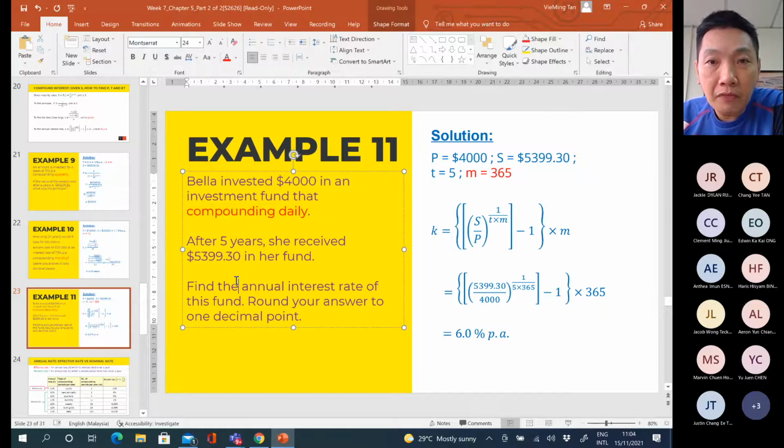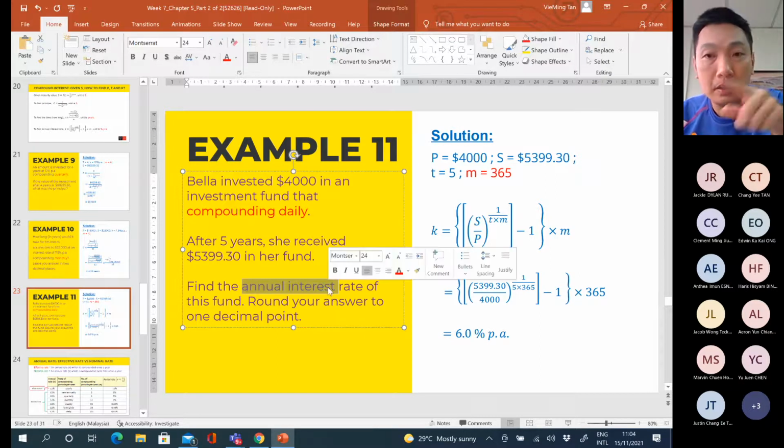Okay, next, after 5 years, she received 5,399.3 in her fund. So that means this is the S value after the maturity period of 5 years. So this is the S, okay? This is the P. Okay, find the annual interest rate. Okay, annual interest rate means the K. Okay, you're asked to calculate the K value.